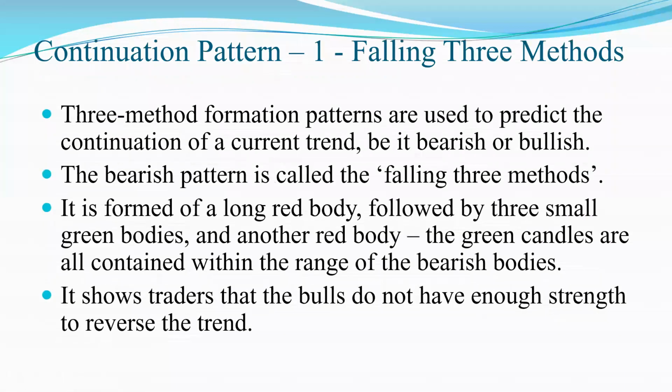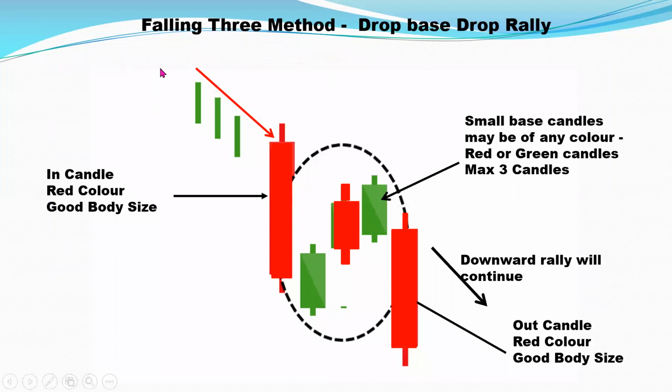Okay. Now sometimes when we are looking at a chart, the stock is coming down and suddenly some consolidation happens in the middle of the chart. So what we say, it is a continuation pattern. Here we can see the stock was coming down, a big drop candle happened, then some pullback happened, 3 candles pullback, which are small base candles. It can be of red or green color. Maximum 1 to 3 you can take, not more than 3. And then once again the stock started going down.